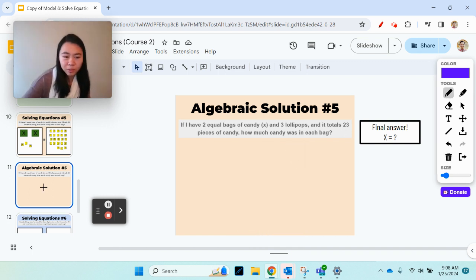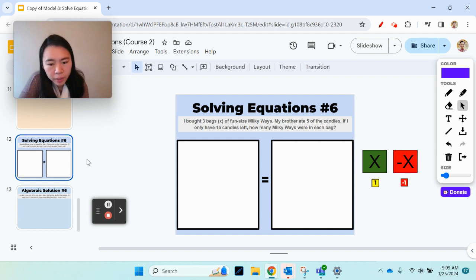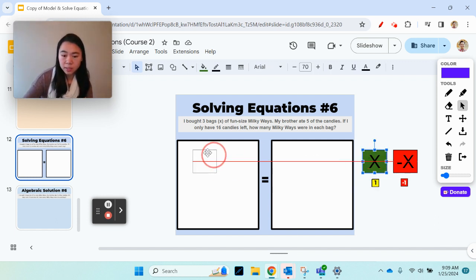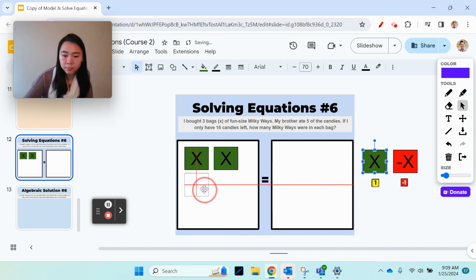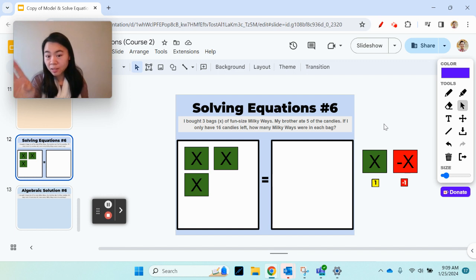Okay, now one more to go. Another word problem. I bought 3 bags X of fun-sized Milky Ways. So that's already telling us that I have 3 X's. My brother ate 5 of these candies. Think about this in the situation. You bought some Milky Ways, but then they got eaten. They're gone, right? Your brother ate 5 of them. You no longer have them.